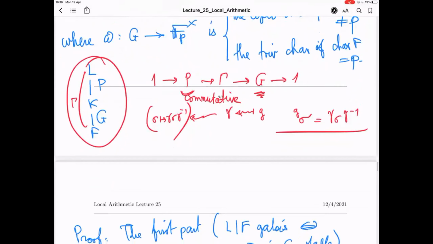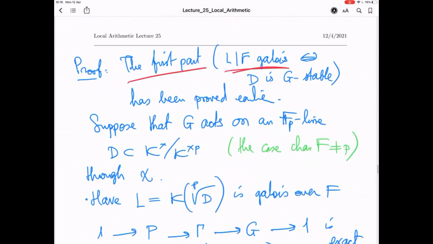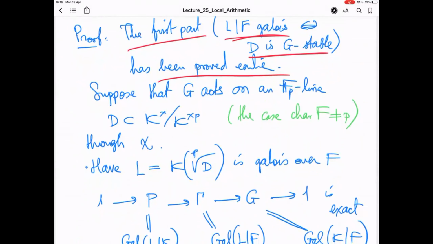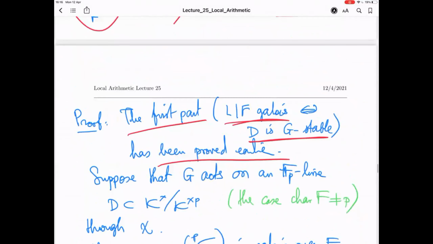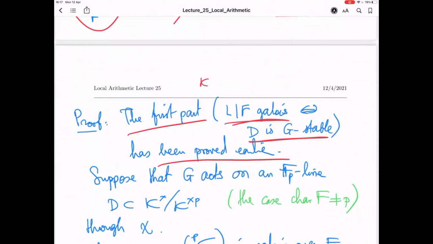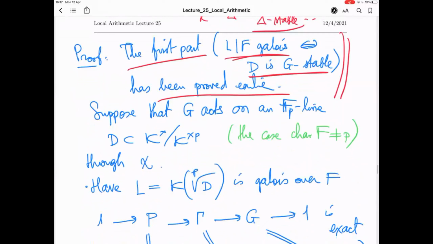Okay. So let's prove this. The first part, which says that L is Galois over F if and only if D is G stable, this is something that we have seen earlier as well. This is when we had a field K, and then we had this field K prime, which is obtained from K by adjoining a primitive pth root of unity, and then we had delta, and then we had delta stable lines, etc. Right? Something which I recalled at the beginning of the lecture today as well. So this part is okay.